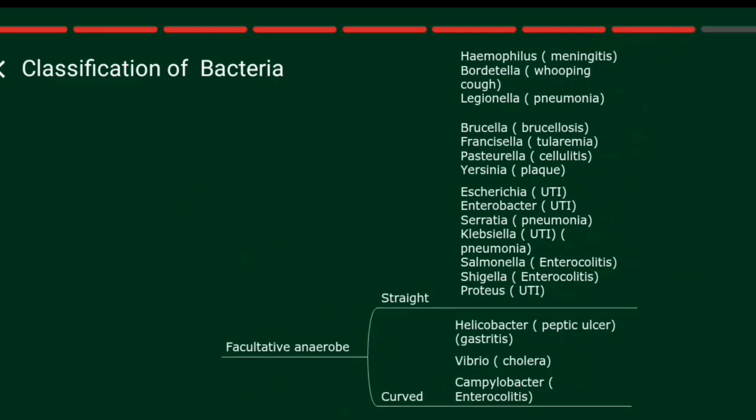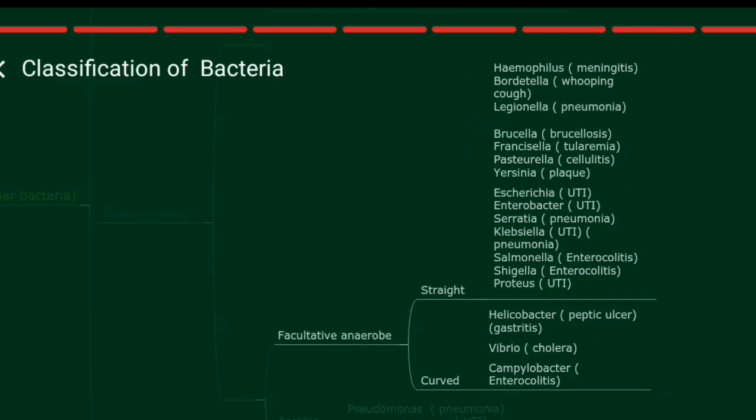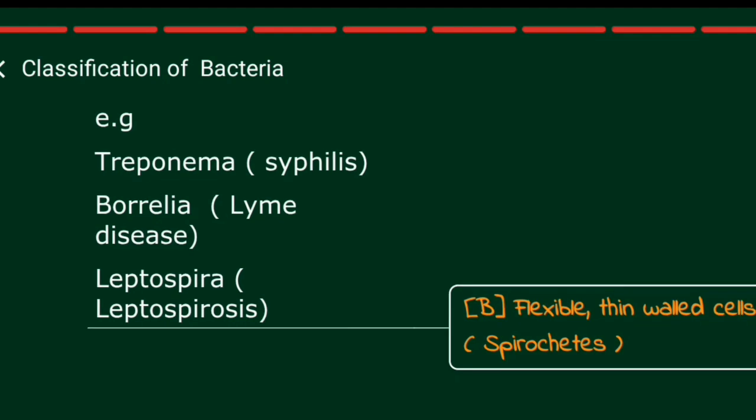Okay guys, I hope you understand that particular complex presentation. Don't forget, I told you at the start of this video that we have the rigid thick-walled, and these are the flexible thin-walled spirochetes. Examples of them are Treponema, which causes syphilis, Borrelia, which causes Lyme disease, and Leptospira, which causes leptospirosis.